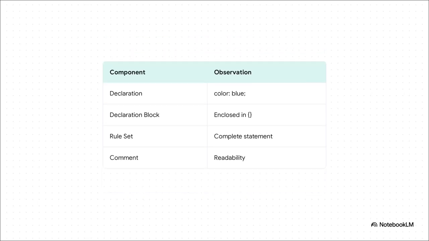Furthermore, this whole investigation really proves how these smaller components build up complete CSS statements. The declarations combined into declaration blocks, which when attached to selectors form the complete rule sets that powered this entire design. The browser parsed every single curly brace and semicolon to give us our final web page.